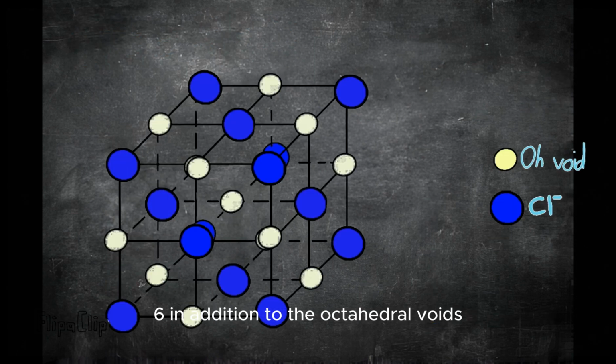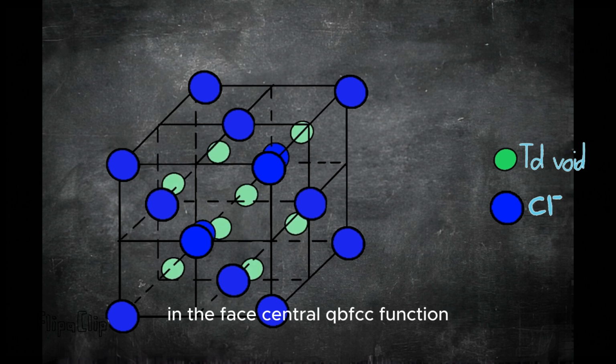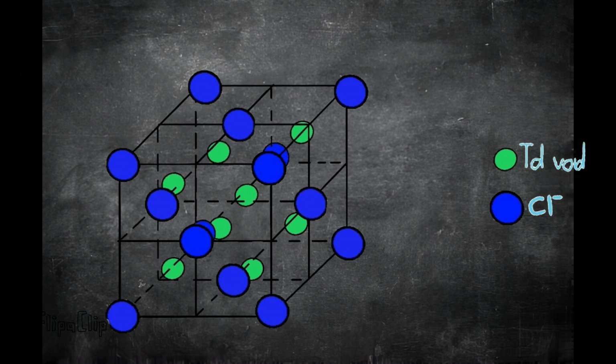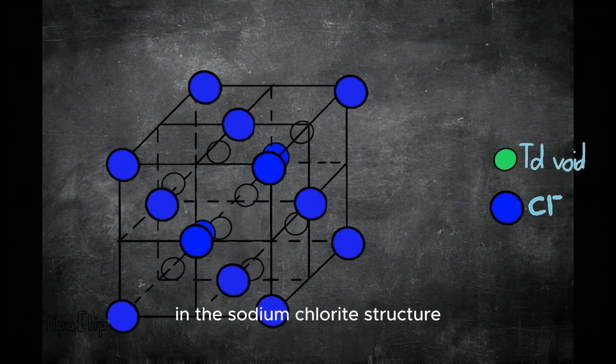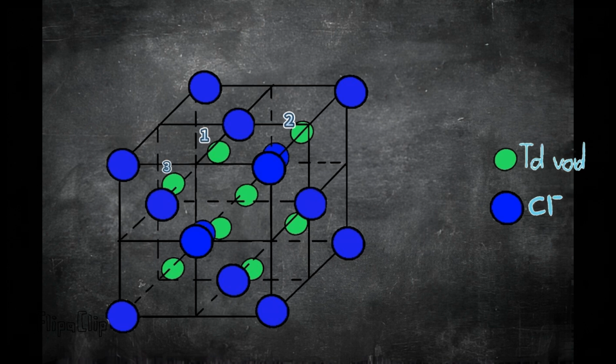In addition to the octahedral voids, there are also tetrahedral voids in the face-centered cubic (FCC) structure. However, in the case of sodium chloride, these tetrahedral voids remain unoccupied. Thus, tetrahedral voids do not play a significant role in the sodium chloride structure. Each unit cell of FCC structure contains 8 tetrahedral voids. You can divide one unit cell into 8 equal-size cubes, each with a tetrahedral void in the center. But the presence of tetrahedral voids might not be significant.